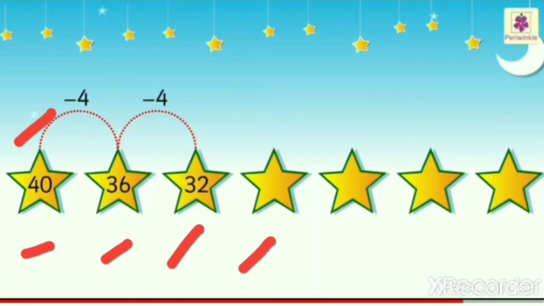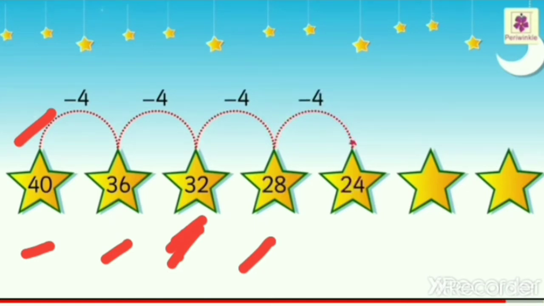So what number should be there in the next star? In the next star again we will subtract 4 from 32. So we will get 28. So 32 minus 4 again will be 28. Similarly, the next number will be 28 minus 4, 24, then again 20, and then 20 minus 4 again 16.